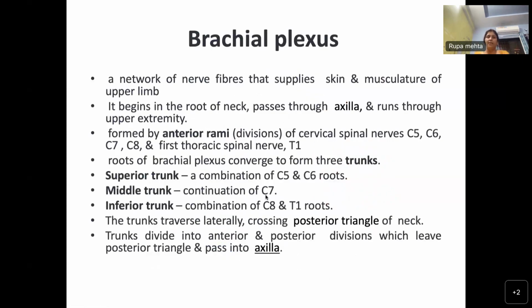Now, brachial plexus, a network of nerve fibers that supply skin and muscles of the upper limb.